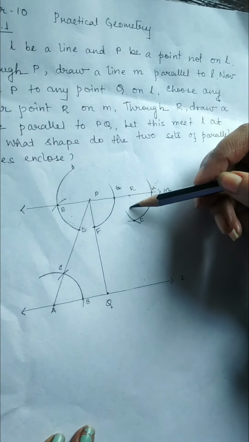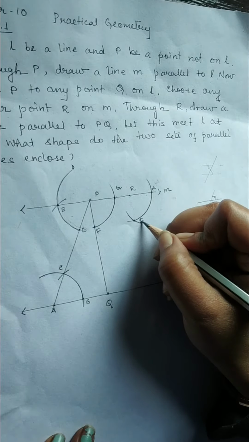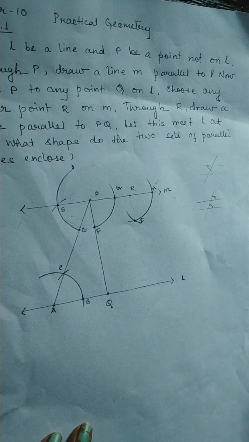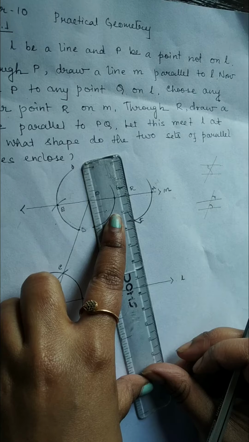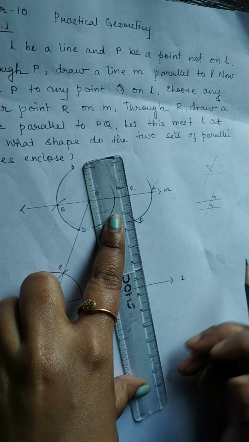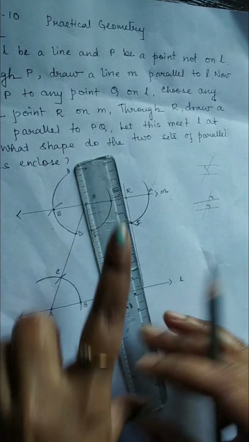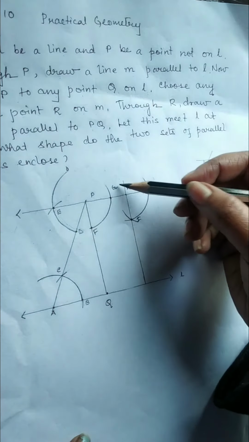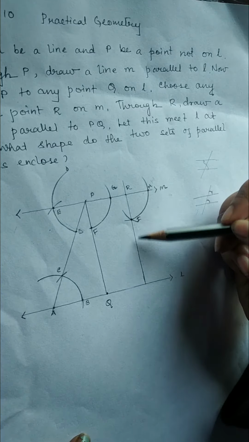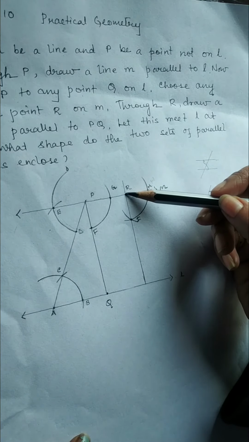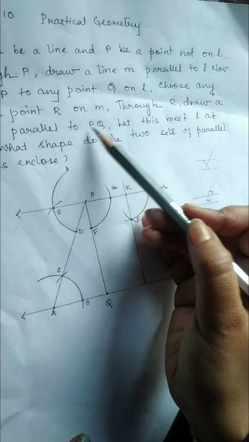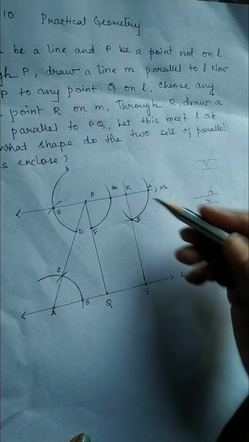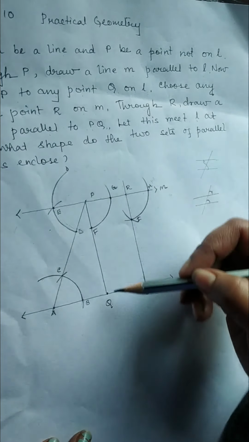Now when you join this I, then you will get the line which is parallel to PQ. Okay, so we'll join R and I. So this is the line which has passed through the point R. Okay, and we draw a line parallel to PQ and let this meet L at point S. So suppose this is point S. So the line RS is parallel to PQ.